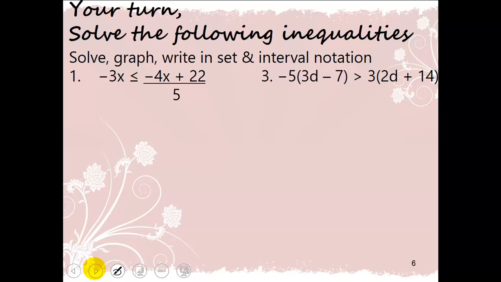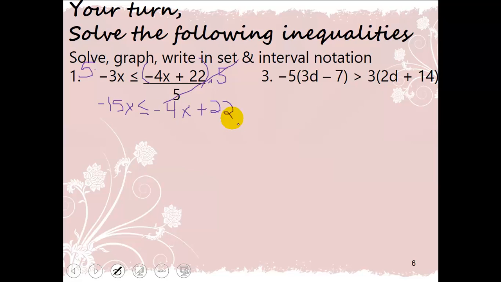Okay, I'm going to go ahead and start working them. I'm going to multiply both sides by 5. And when I do this, this side cancels because this is considered like that in parentheses. So negative 15x is less than or equal to negative 4x plus 22.